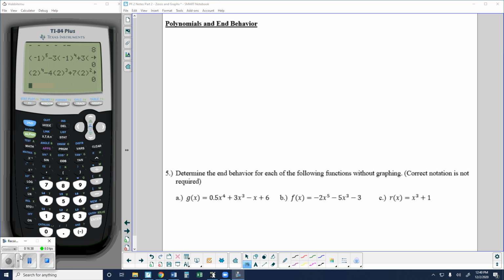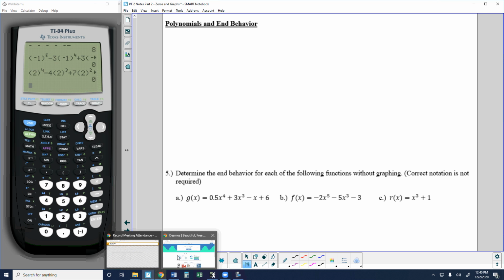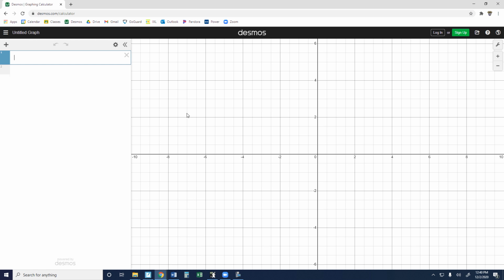Now, the next thing that we're going to look at is polynomials and end behavior. End behavior, we have talked about previously, the key features is basically what goes on at the ends of the graph. So what I'm going to do here is I'm actually going to pull up Desmos, and we're going to take a look at Desmos.